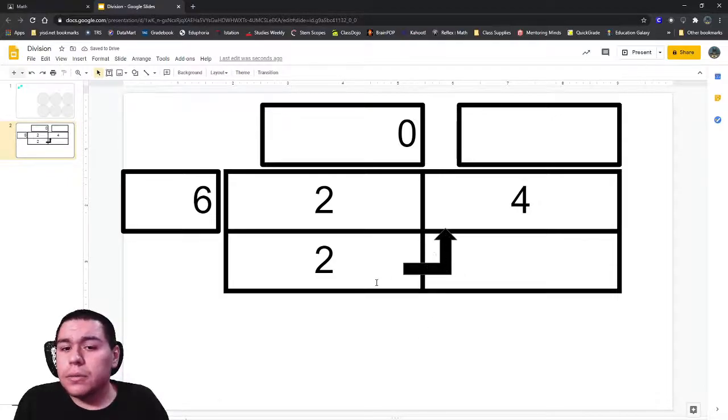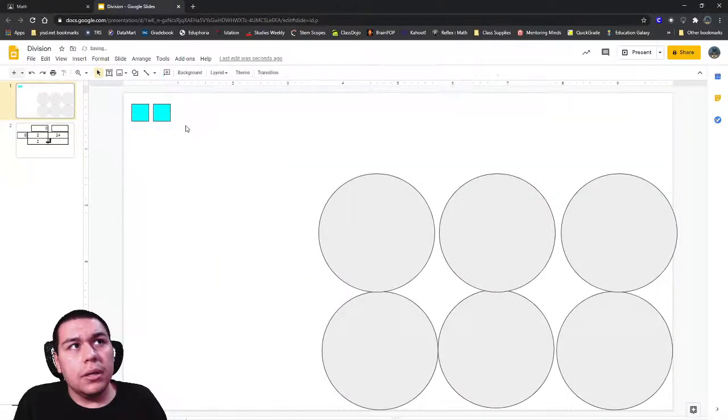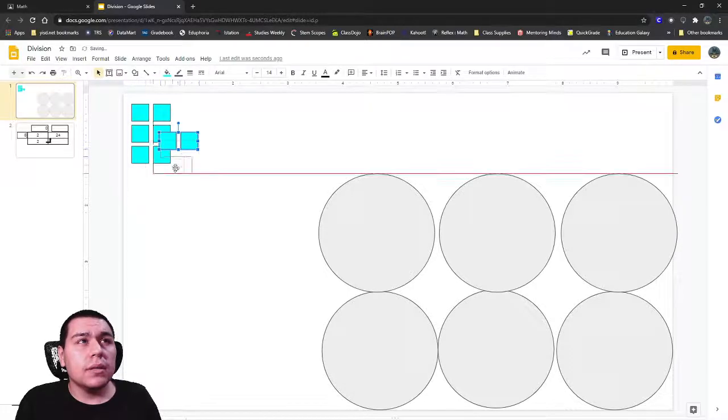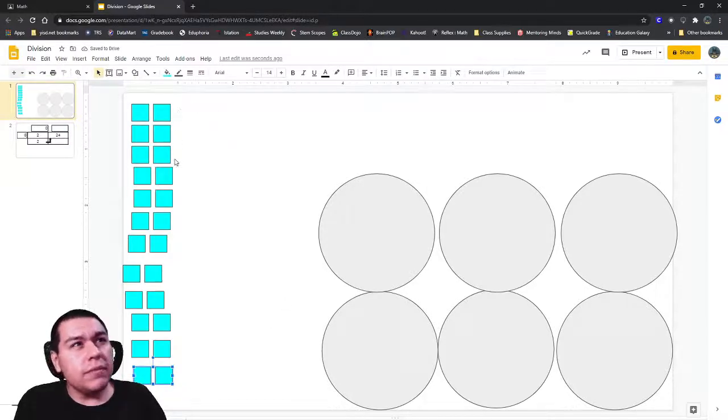Now, if you see, there's an arrow here. Because this 2, I don't want it to be by itself. I still have more numbers to work with. So I'm going to take the 2 from this box, and I'm going to move it exactly where the arrow tells me to. I'm going to move it next to my 4. So now instead of 4, I have 24. So let me go back here. And now instead of 2 squares, I should have 24. So now I have 24 squares.